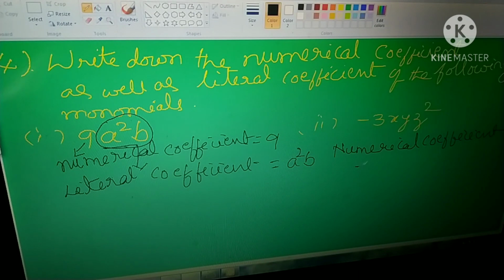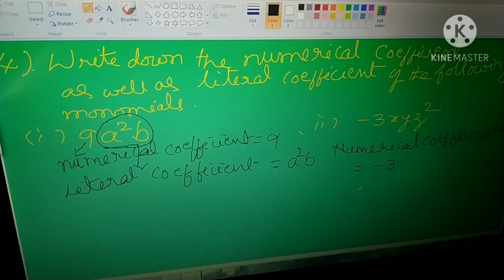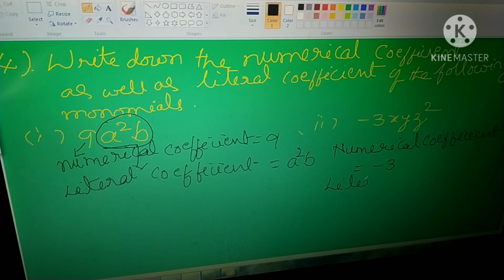Coefficient means the number which is multiplying the whole given algebraic expression. What is the number that is multiplying the whole algebraic expression? That is your numerical coefficient. Along with the sign you have to write it, so don't forget to give the sign here. First observe the sign and write that down first. Next, write down the literal coefficient. Literal coefficient is equal to, leave the numerical part and write down the remaining literal part. That is your literal coefficient.